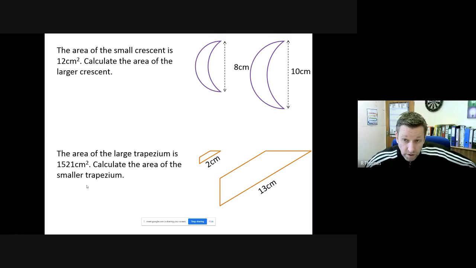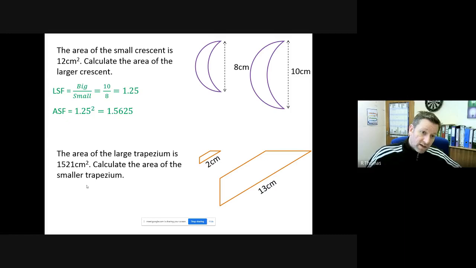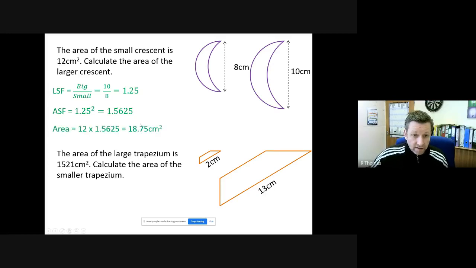Right, hopefully you have done the crescents. So the linear scale factor is 10 divided by 8, which is 1.25. You then need to square that to get the area scale factor, which is 1.5625. Now, they give us the area of the small one, and we want the area of the big one. So we're going to multiply 12 by that area scale factor, and it comes out as 18.75 centimeters squared.